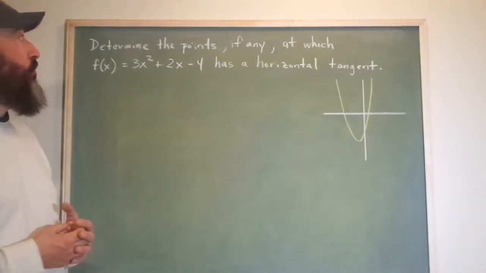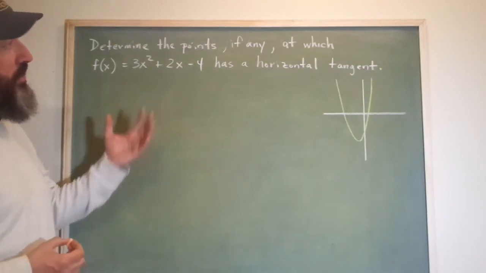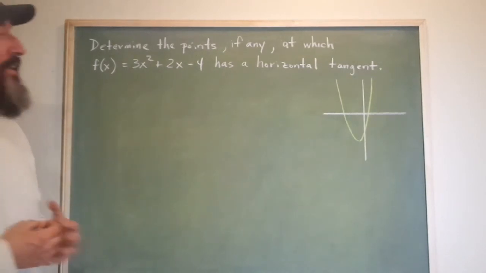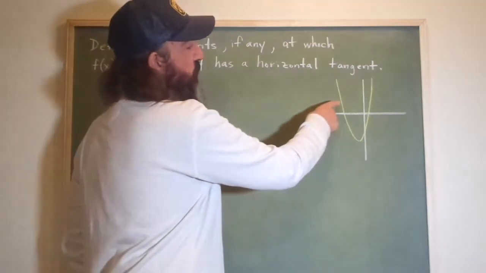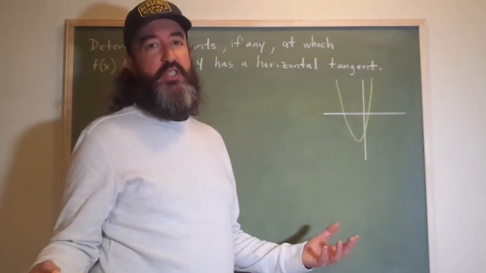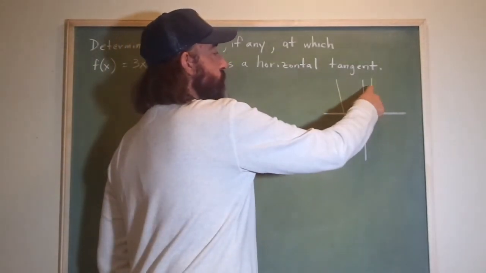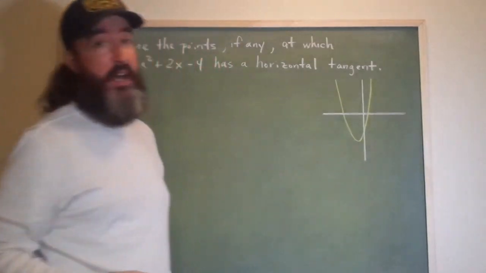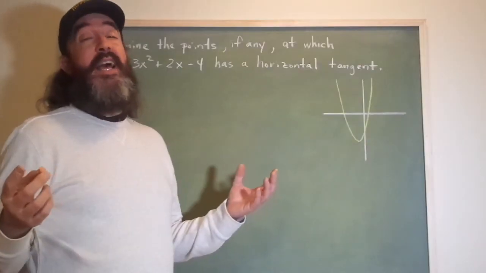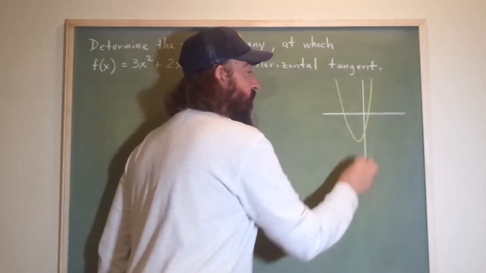In this last example, we're asked to determine the points, if there are any, at which this function has a horizontal tangent line. Now, of course, if I drew a tangent line over here somewhere, I would have a line with negative slope. I wouldn't have a horizontal line, I'd have a diagonal line. If I went over on this side of the parabola and drew a tangent line, I would have a line with positive slope. A horizontal line has a slope of 0, so we're trying to find this point right here.